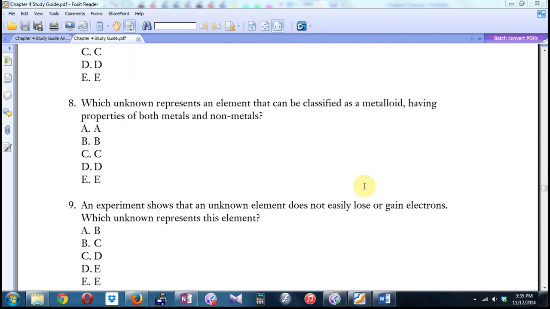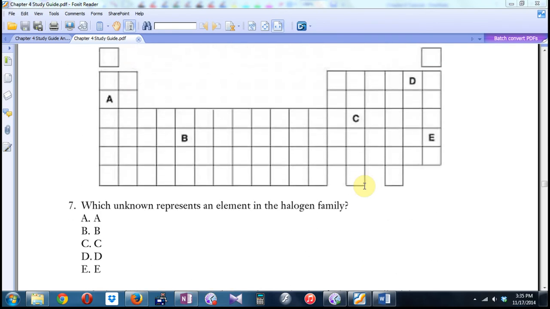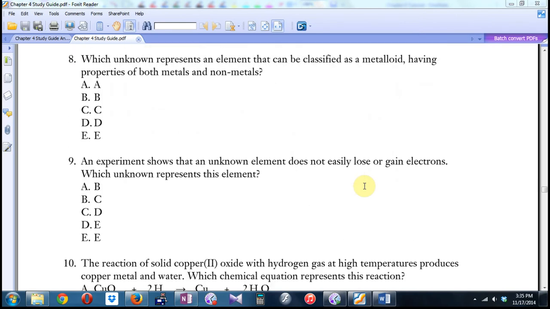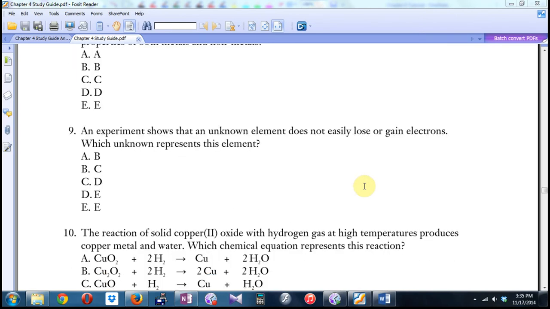Number 9. Which one shows an element that doesn't easily gain or lose electrons? The noble gases. Okay. By the way, when I was in high school, it was doesn't lose or gain electrons. But then a guy at UBC managed to force, I think it was xenon, to combine with something. So now we say doesn't easily, but it can be done in a lab with lots of energy in a particle accelerator. You can force it, but it really doesn't want to.